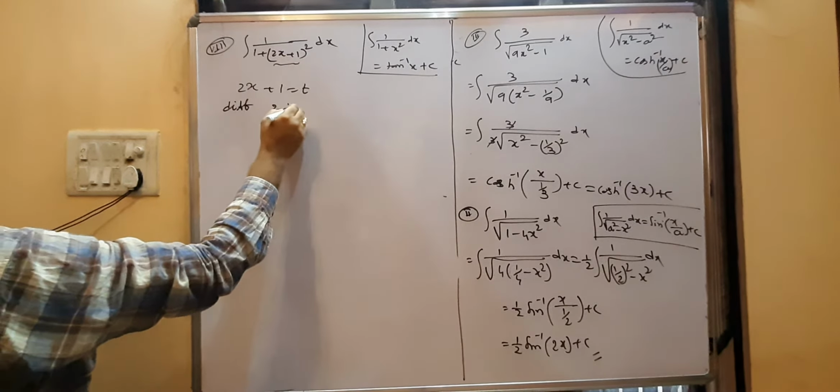Therefore, integral of 1 by 1 plus 2x plus 1 whole square dx equals integral of 1 by 1 plus t square. The dx value is dt by 2. So 1 by 2 into 1 by 1 plus x square formula, tan inverse x, so tan inverse of t plus c. That is 1 by 2 into tan inverse of, what is the value of t? 2x plus 1, plus c.